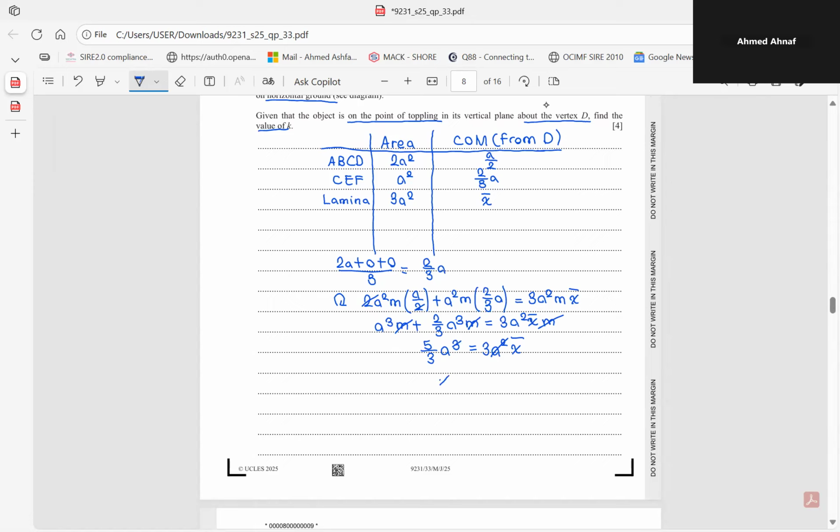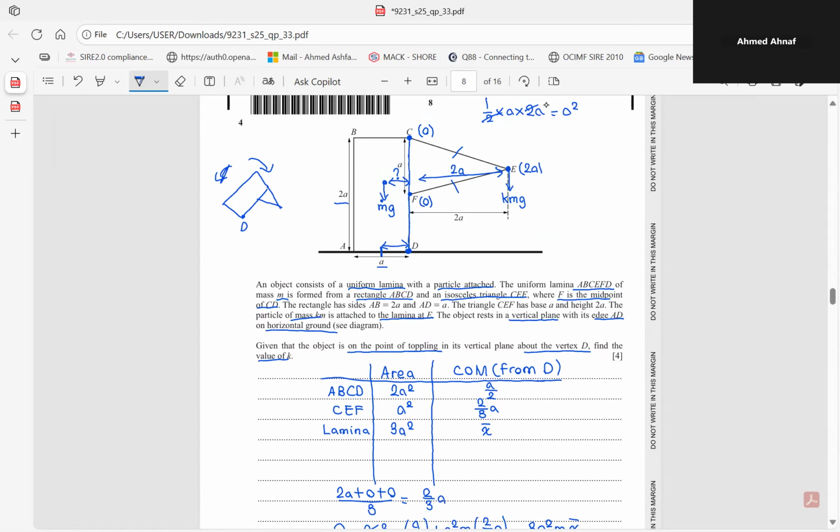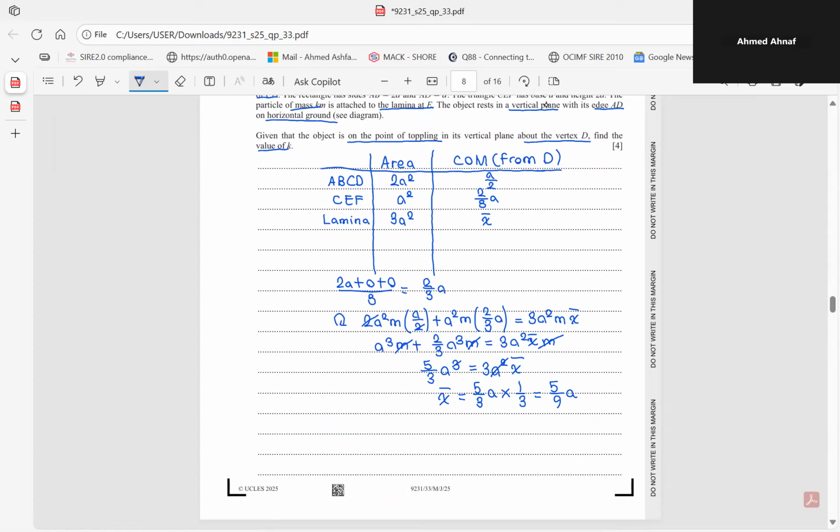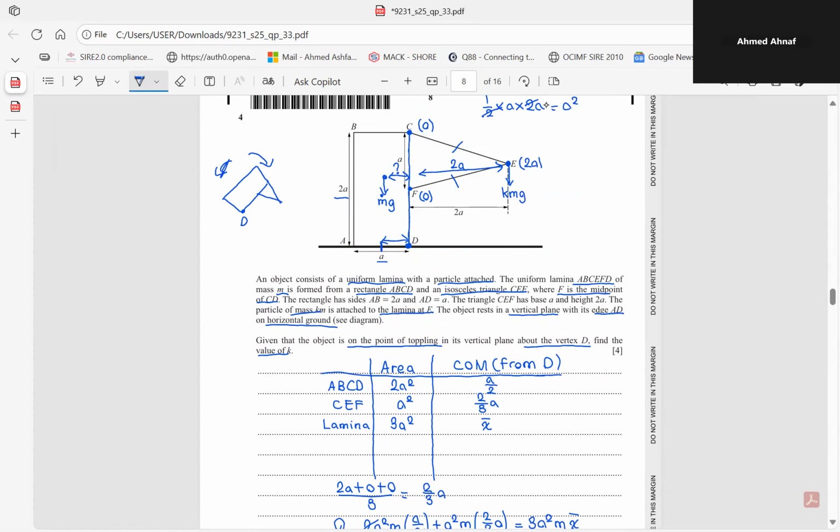So now you just isolate for x bar, you'll get 5, sorry. So you get 5 over 3 a times 1/3. You get 5 over 9a. Yeah, so this is the distance of the center of mass of the lamina from this edge. So this is going to be 5 over 9a.